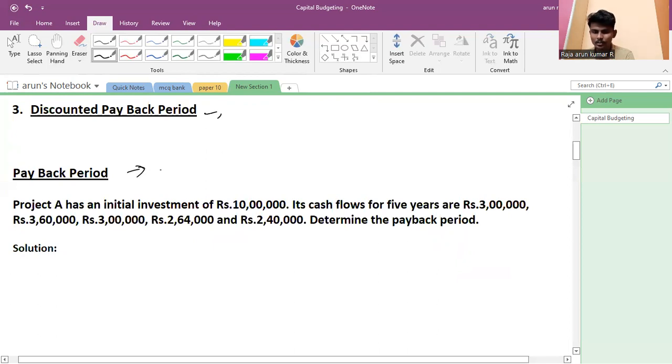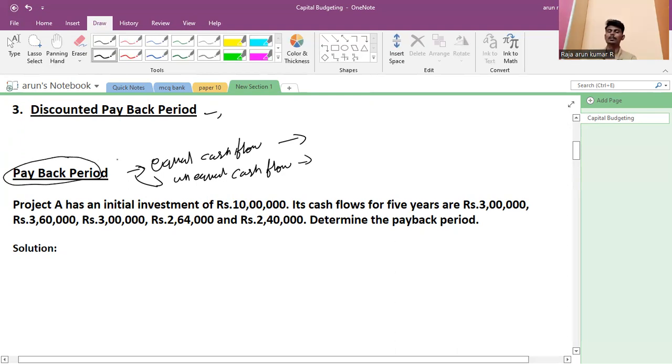In the payback period, there are 2 methods they ask in the examination. First, equal cash flow they give, and unequal cash flow they give. These are the 2 methods they ask in the examination. Payback period they ask as a simple question like that, with an equal cash flow method and an unequal cash flow method type.